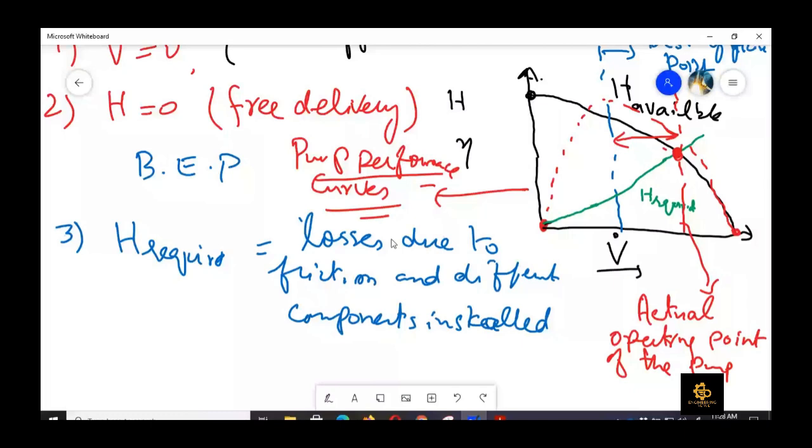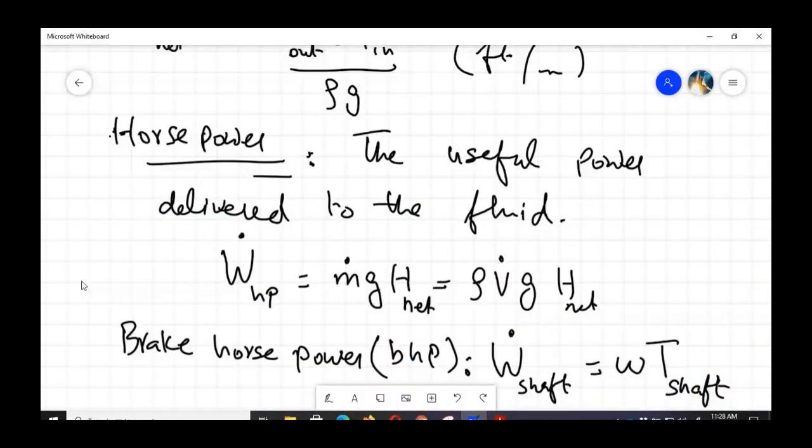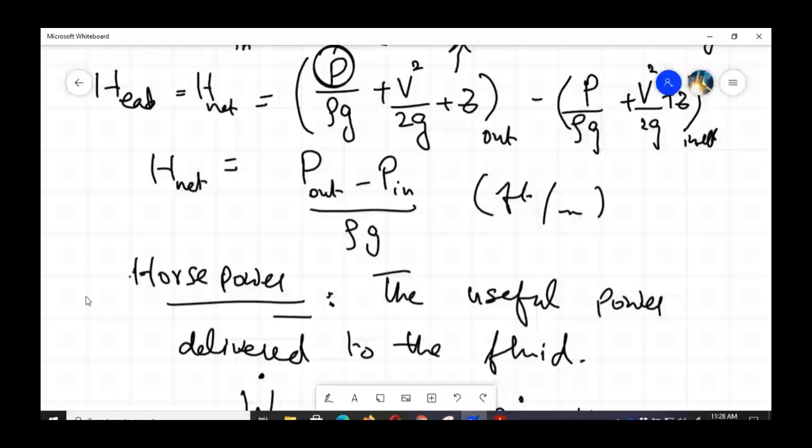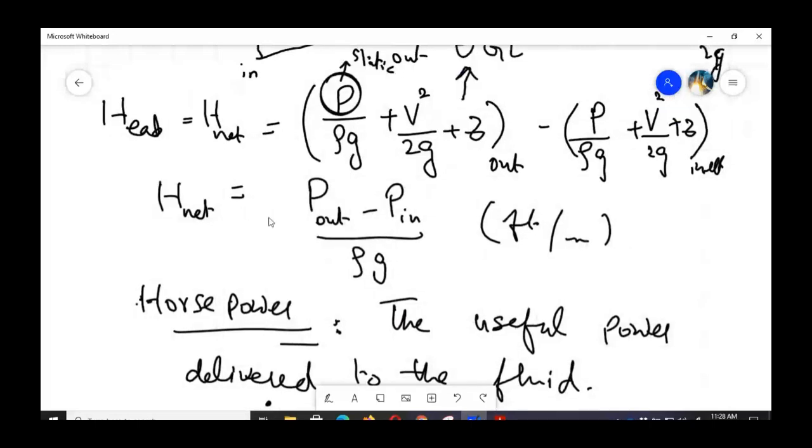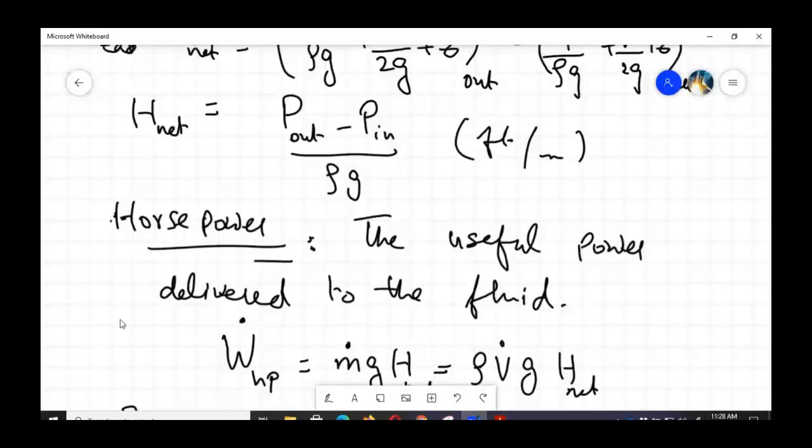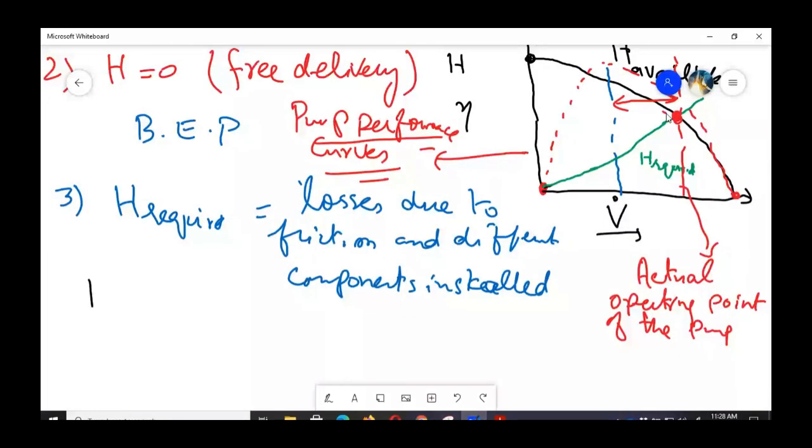H available, we can always get it from the Bernoulli equation, as I showed here at the start, from this equation. And the last thing we need to make sure is that the actual operating point of the pump is on the right hand side, so that the minimum volume flow rate requirement is achieved.